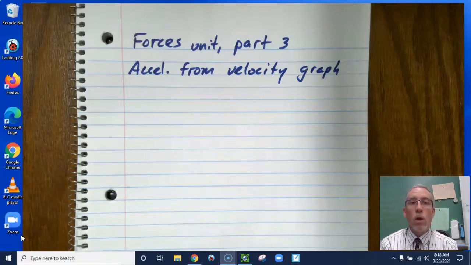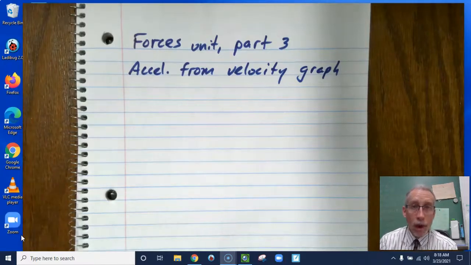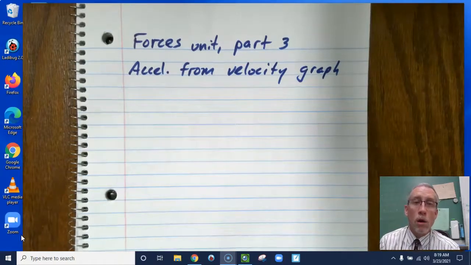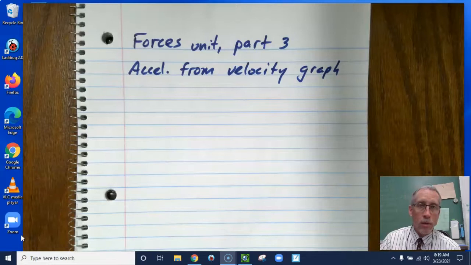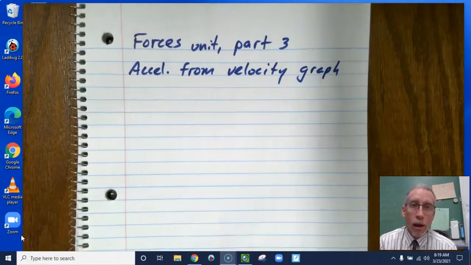Now in this lesson, we're going to look at another kind of graph. Instead of a position graph, we're going to look at a velocity time graph. And it turns out you can also see acceleration on a velocity time graph. I'll show you one of these in just a second, but it's much easier than doing it on a position time graph.